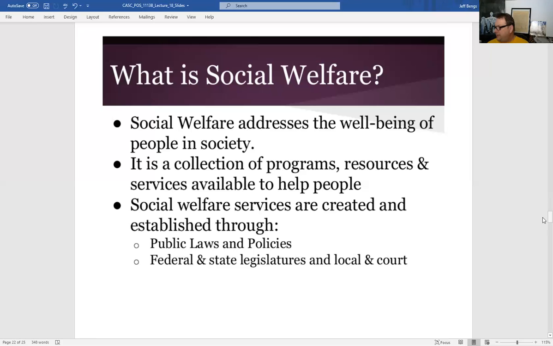Any questions on the section on welfare politics and policies?